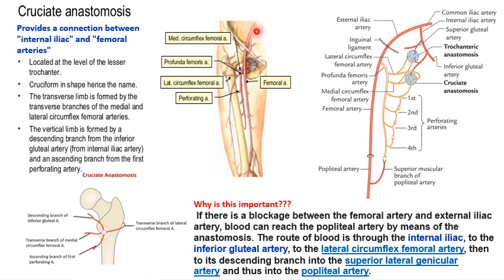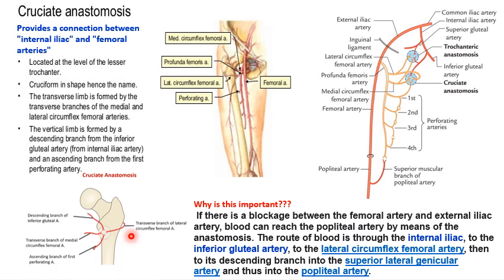Now let us see the cruciate anastomosis. This is the cruciate anastomosis. This also provides the connection between the internal iliac and the external iliac arteries. It is located at the level of lesser trochanter here. This is the greater trochanter. This is the lesser trochanter. Since this anastomosis is in a cruciform shape, that is a plus shape, the name is given so.